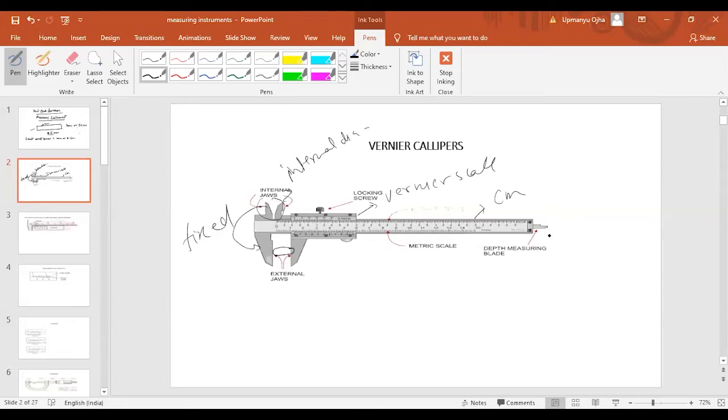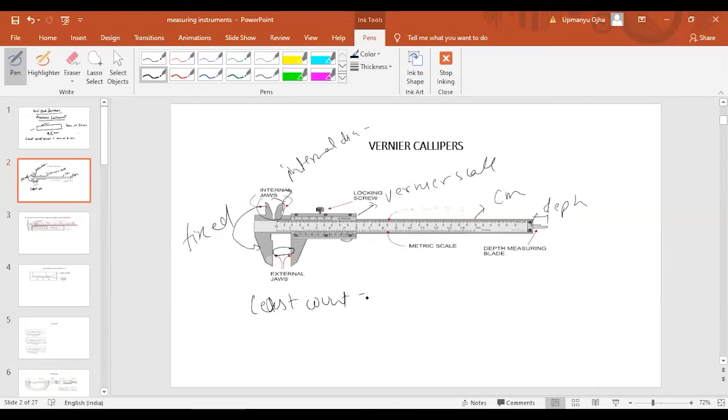And we have a depth measuring blade which can measure the depth of the object. Depth can be measured with the help of the scale at the bottom of the vernier scale. Now the advantage of the vernier scale is that we can measure a smaller least count with this instrument.